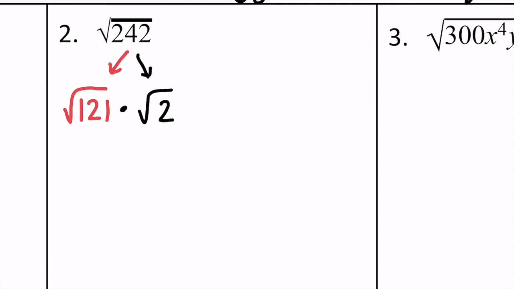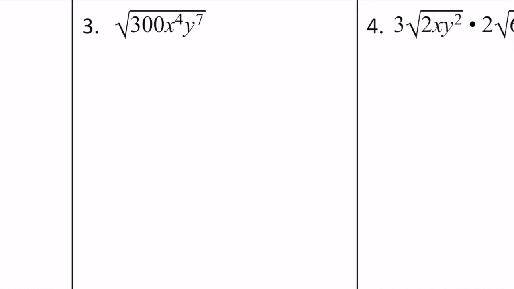The reason why I took out the biggest perfect square is because I know that's a whole number if I take the square root of a perfect square. And what gets me 121 when I multiply it by itself? That's 11. So the square root of 121 is 11. I have 11 times the square root of 2, which is 11 square roots of 2.